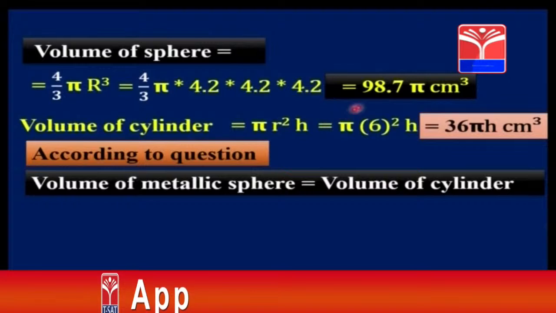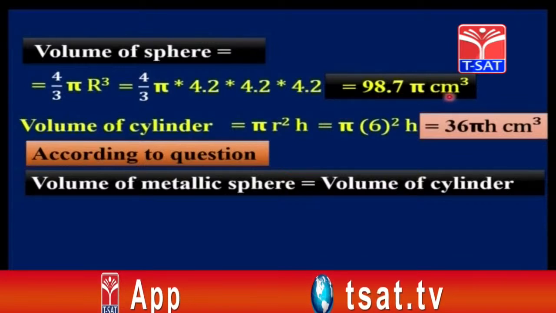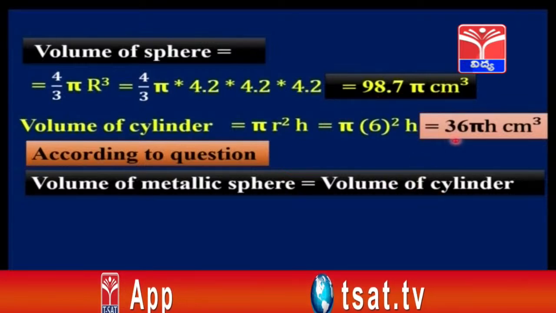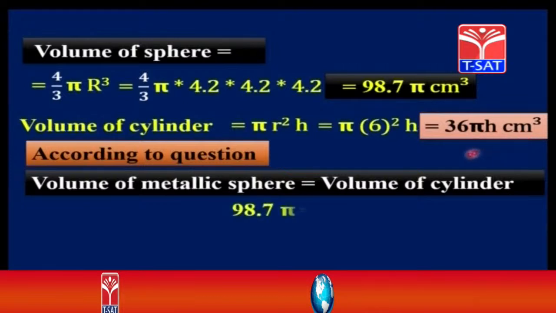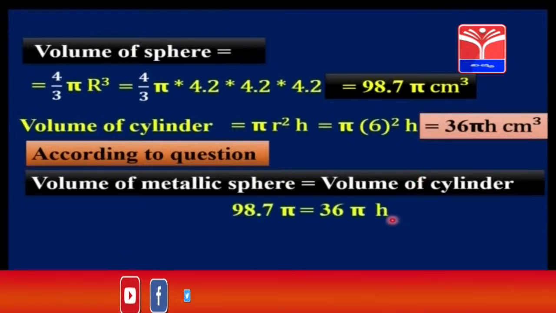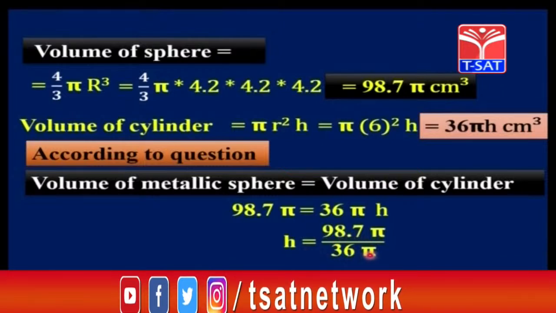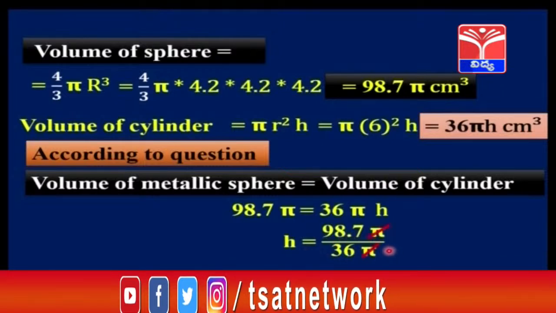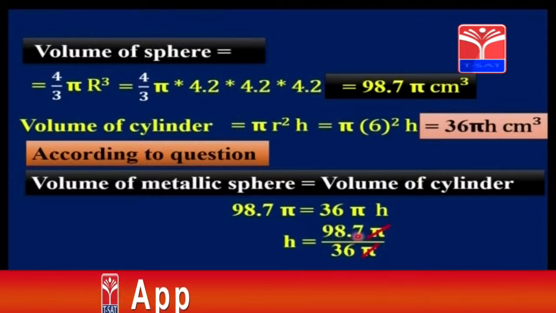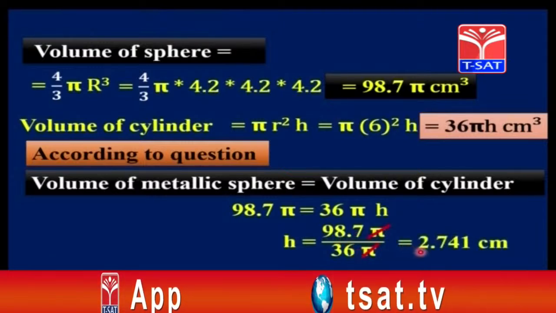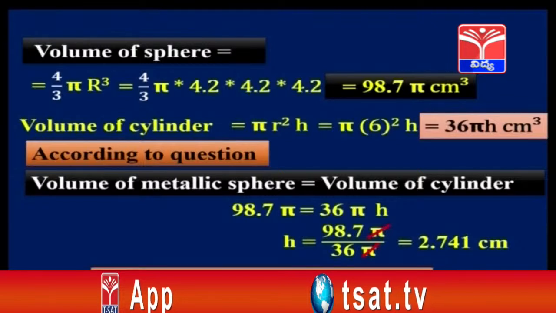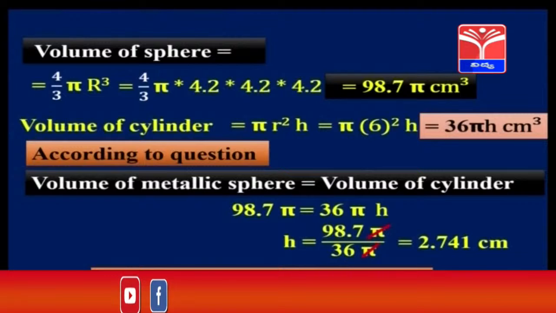So the volume of the metallic sphere is 98.7 pi centimeter cube and the volume of the cylinder is 36 pi h centimeter cube. From this we have to find out the h value, and h equals 98.7 pi by 36 pi. Here the pi gets cancelled and 98.7 by 36 gives 2.741 centimeter. This is the height of the cylindrical beaker, that is 2.741 centimeter.